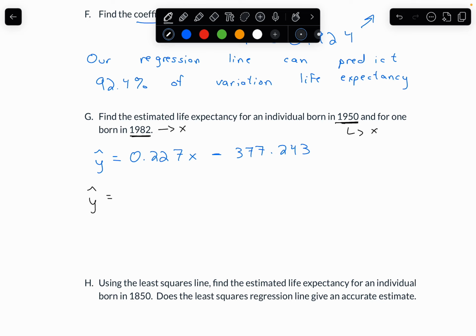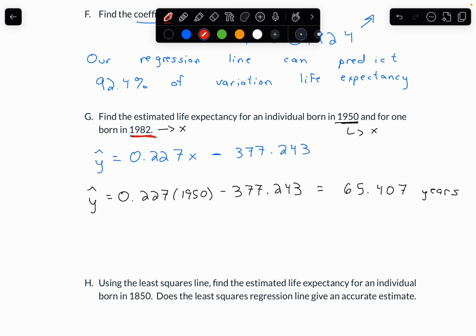Y hat is equal to 0.227 times 1950 minus 377.243. I'm going to grab my graphing calculator off to the side: 0.227 times 1950 minus 377.243. I ended up with an expected life expectancy of 65.407 years.